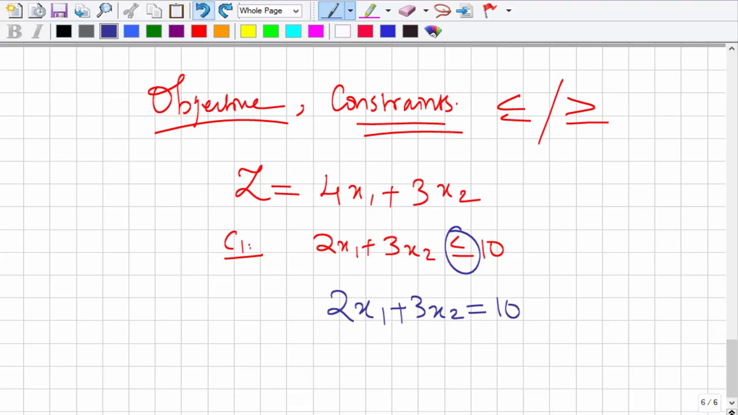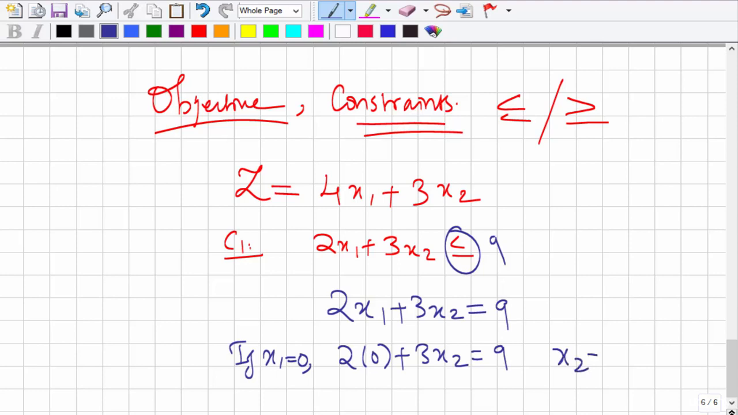Let me assume x1 is 0. What will happen? 2 multiplied by 0 plus 3x2 is going to be 10. For convenience's sake, let me change this number 10 to 9, to have simplicity. So what happens? I have 3x2 is equal to 9. It means x2 is equal to 9 by 3, and the value is going to be 3. So I'm getting a point: when x1 is 0, x2 is 3.